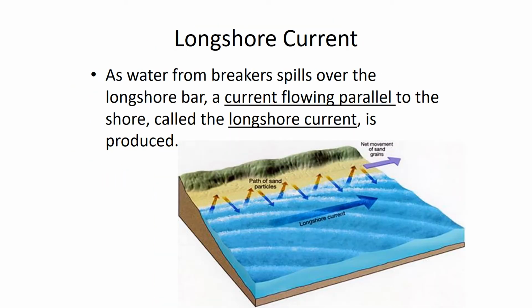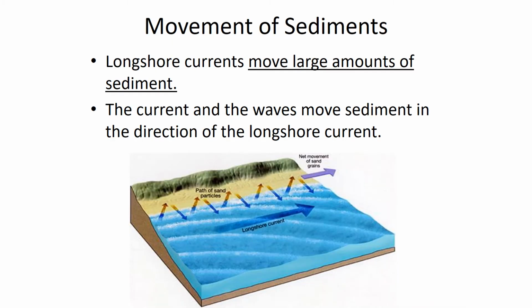Longshore currents. As water from breakers spills over the longshore bar, a current flows parallel to the shore, and this is called the longshore current. Movement of sediments: longshore currents move large amounts of sediment, and they move sediments in the direction of the longshore current.